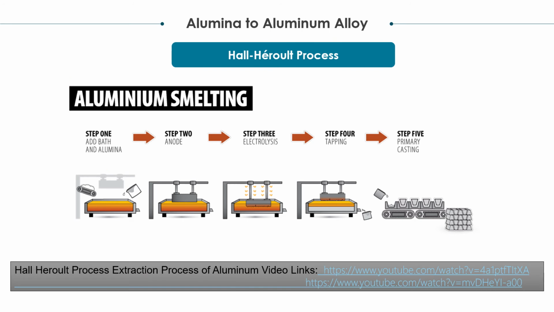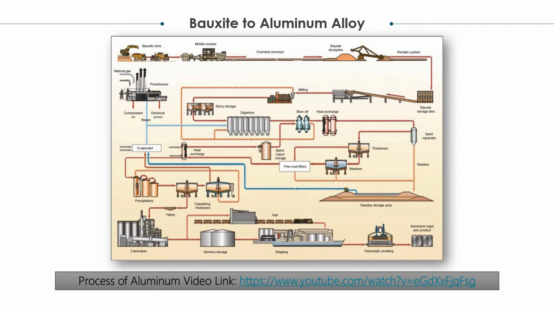So this is the summary of the aluminum smelting. You can watch the video links here to fully understand the whole process. And this is the overall process from mining of bauxite to aluminum alloy. The video link is attached in this file for you to watch and fully understand the whole process.